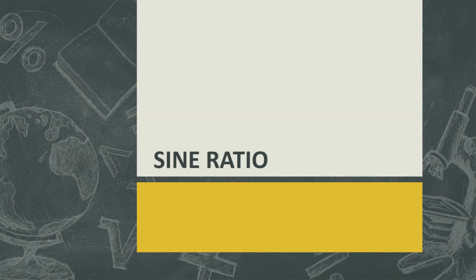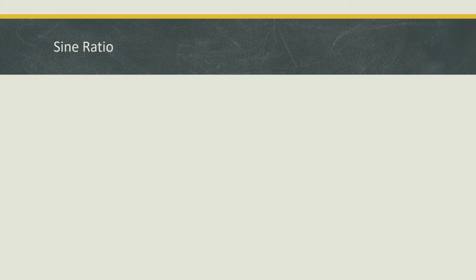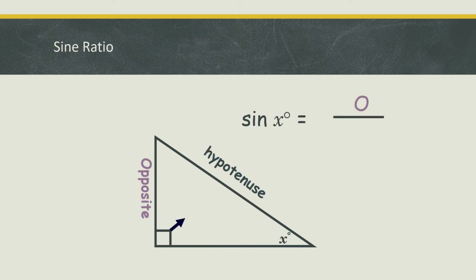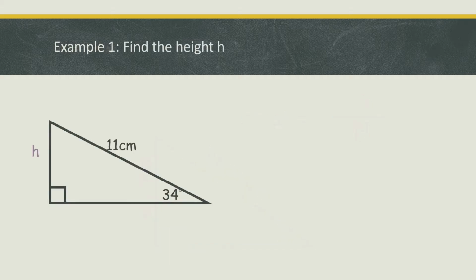So now let's look at the sine ratio. The sine ratio for our right angle triangle is going to be the opposite side over the hypotenuse. So sine x equals opposite over hypotenuse, or O over H. And sometimes you'll hear it referred to as SO, because that's the letters of our mnemonic.